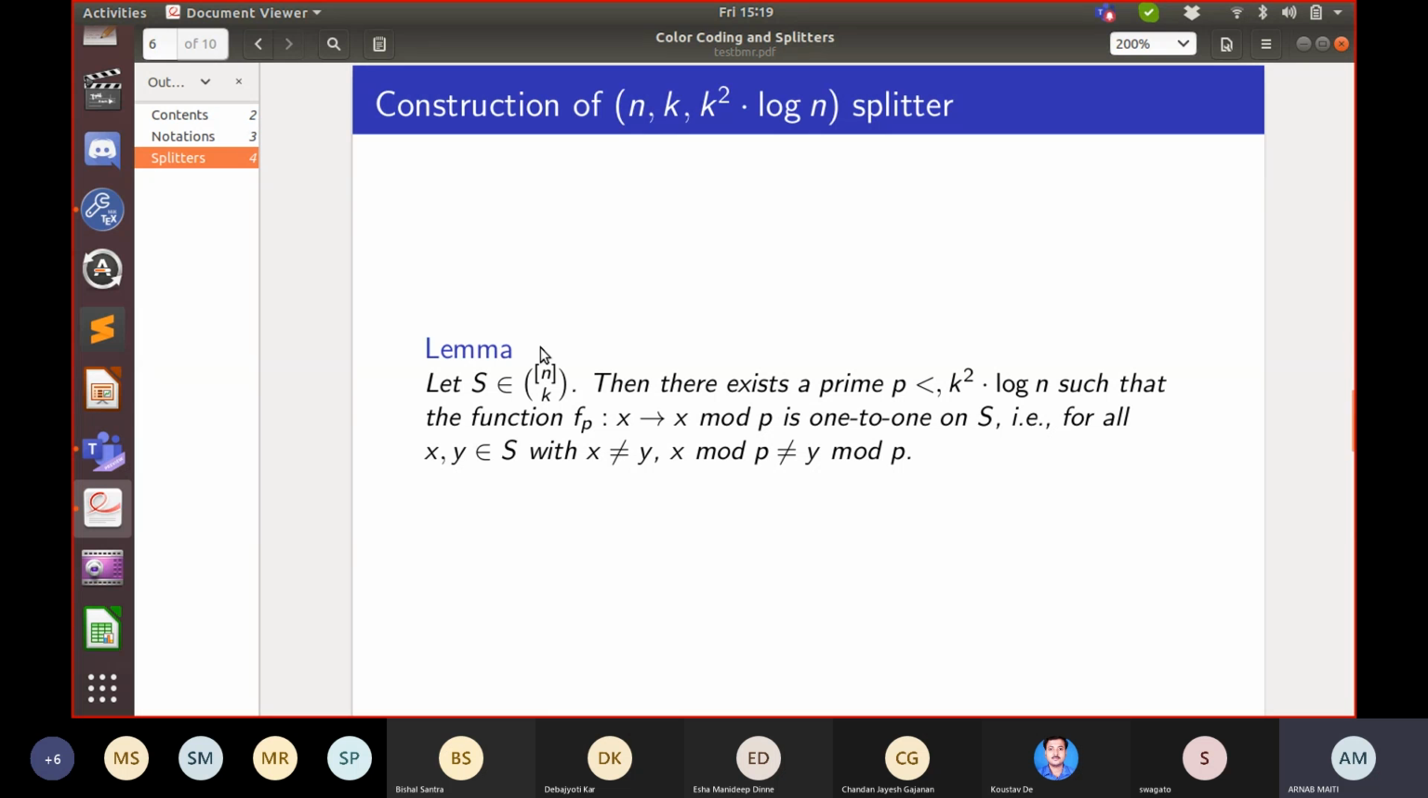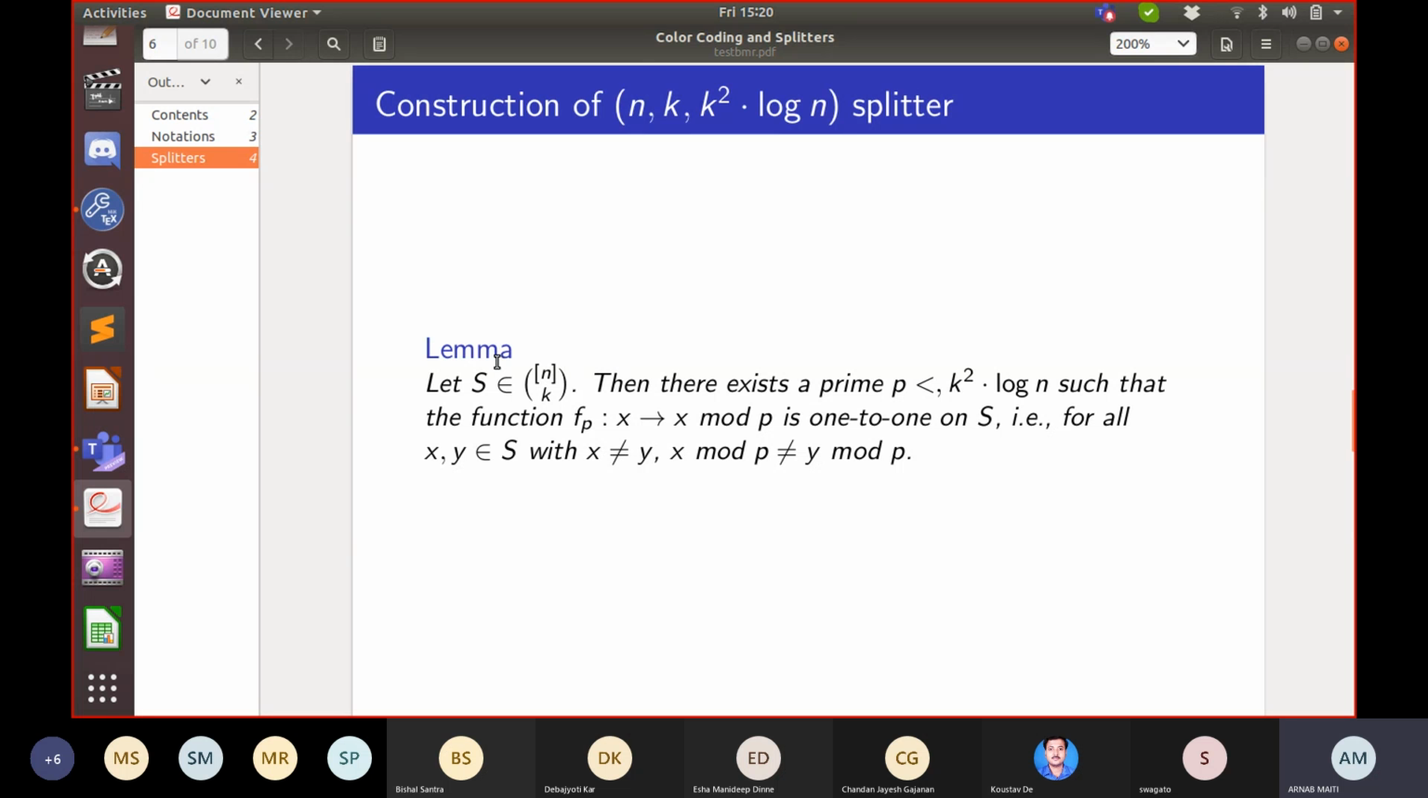Okay. So we prove this lemma, which is very easy. Take a subset of size k. There exists a prime p less than k² log n such that this function, x maps to x mod p, is 1-to-1 on S. 1-to-1 is nothing but each element of S gets a different color. Mathematically, whenever x is not equal to y, x mod p should not be equal to y mod p.